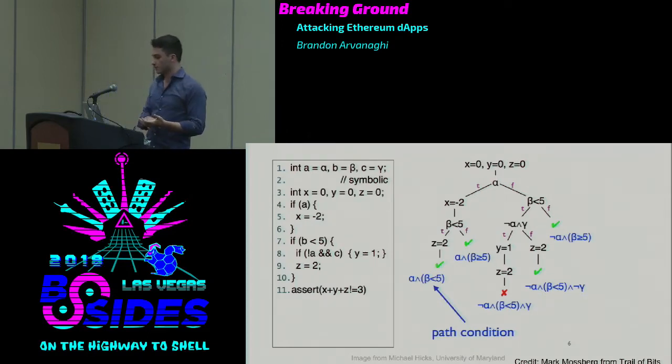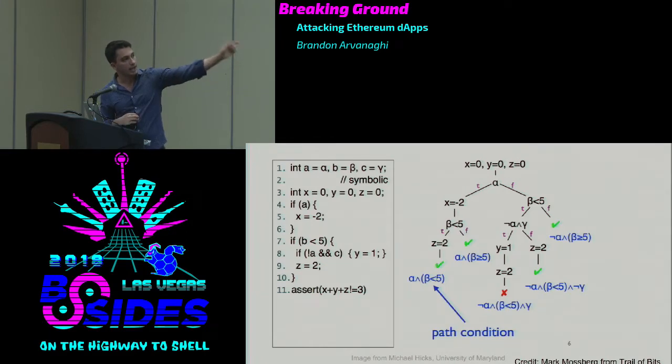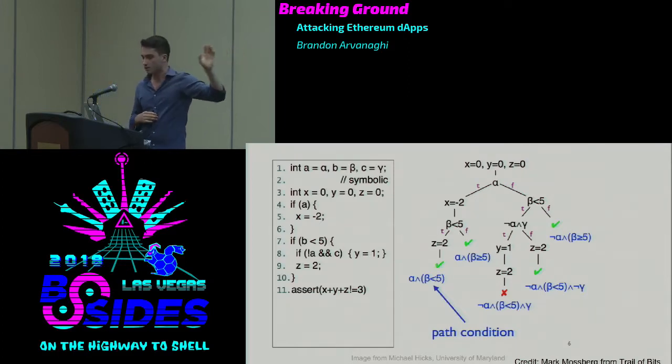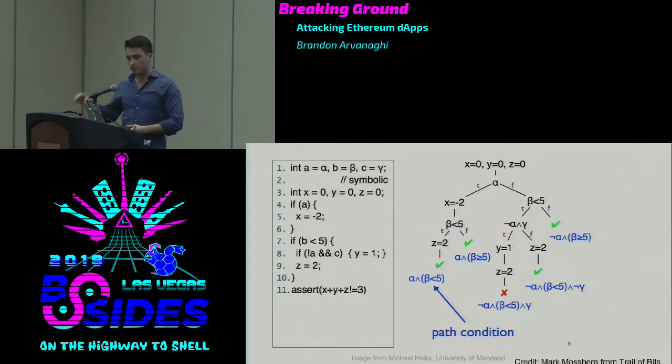Assert x plus y plus not z, or z does not equal 3. There is a path in which that assertion fails, and it's when not A and B is less than 5, or sorry, not, those are Greek letters, but when those conditions are met. So that's how the symbolic execution engine works. It'll tell you, okay, I got to this assert failing if and only if these criteria are met.